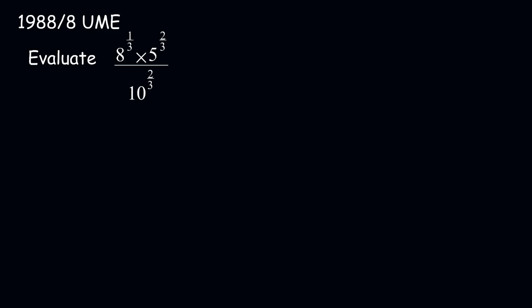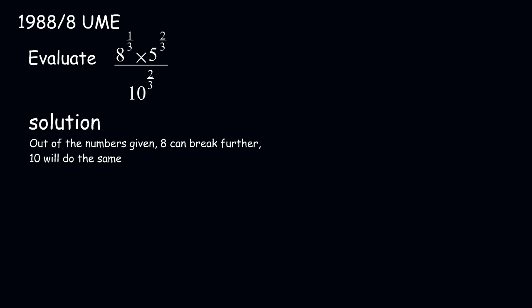Another example we are going to try is this question from UME 1988/8. It says, evaluate 8 to the power of 1 over 3 times 5 to the power of 2 over 3, divided by 10 to the power of 2 over 3. Out of the numbers given, 8 can be broken further, 10 will do the same.